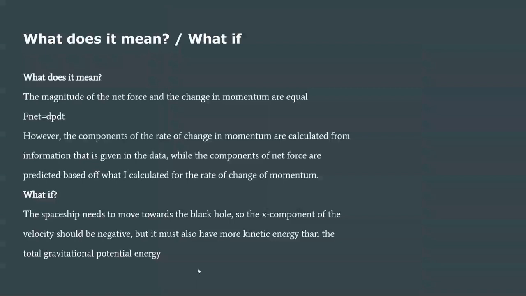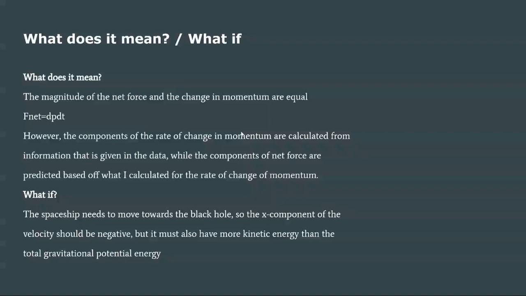And then our follow-up questions: what does it mean, and what if? So, what does it mean? We want to discuss how the net force and its parallel and perpendicular components are different from the rate of change in momentum and its parallel and perpendicular components. Well, the magnitude of the net force and the rate of change in momentum are equal. However, the components of the rate of change in momentum are calculated from information given in the data, while the components of the net force are predicted based off what I calculated for the rate of change in momentum.